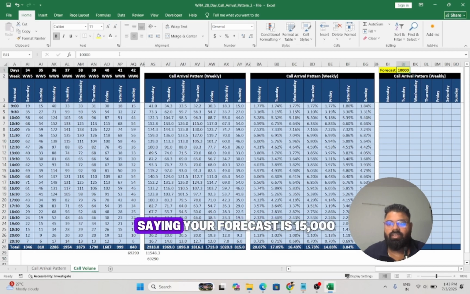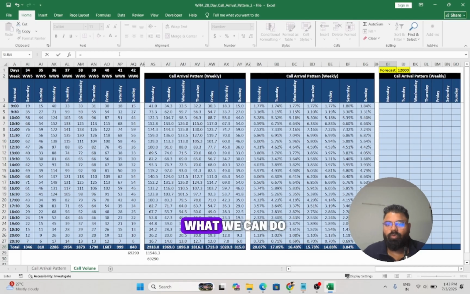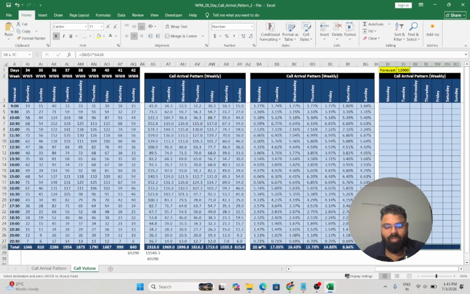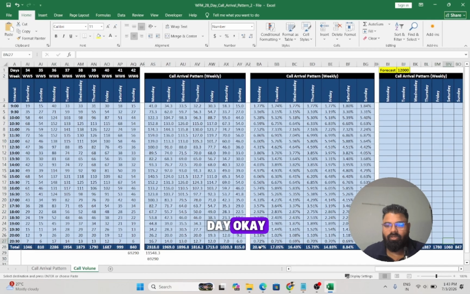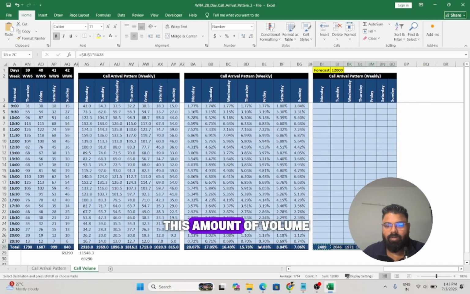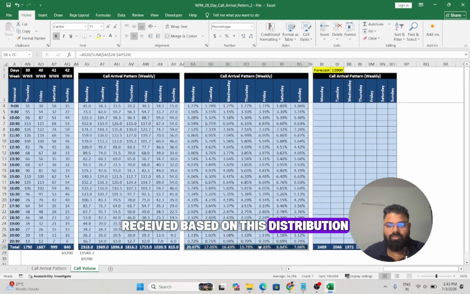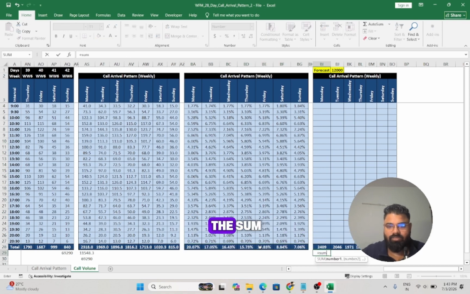Let's suppose client is saying your forecast is 15,000, or let's say 12,000. What you can do, first you have to break down your 12,000 into days. Forecasted volume, freeze it, multiplied by your day distribution. It will give you how many calls you will receive per day, based on this distribution. Let me also check the sum. It should be 12,000.